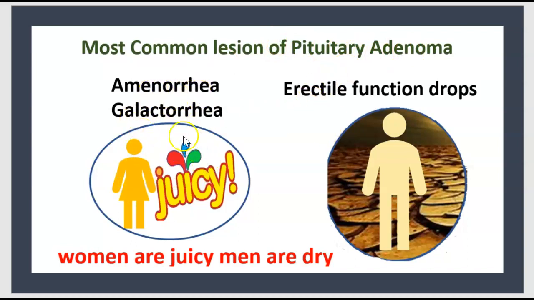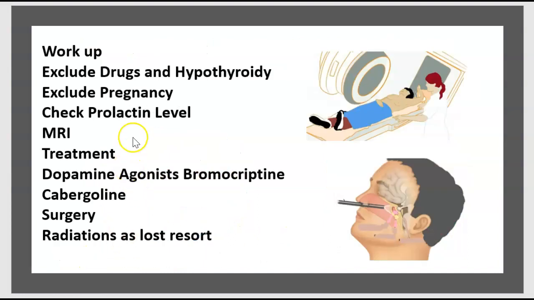Women, amenorrhea, galactorrhea, and for men, erectile function drop. Women are juicy and men are dry. Workup: exclude drug and hypothyroidism, exclude pregnancy, check prolactin level, MRI. Treatment: dopamine agonist, bromocriptine, cabergoline, surgery, radiation as last resort.